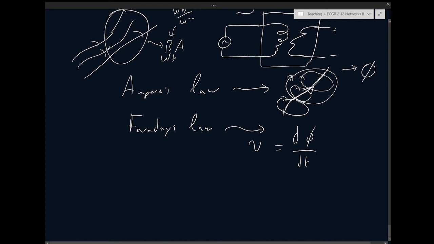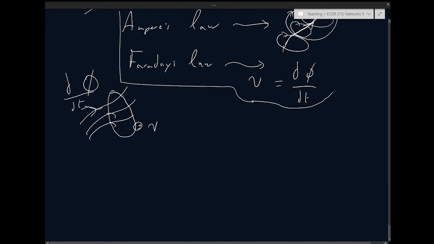If I have some magnetic field that is changing with time, right? Then if I have a closed circuit around that flux, this changing flux is going to cause a voltage to appear on the circuit. So I'm going to see a voltage here appearing on the circuit due to this changing flux. Right? So Ampere's law and Faraday's law, those are the two basic laws that allow us to derive the properties for inductors.